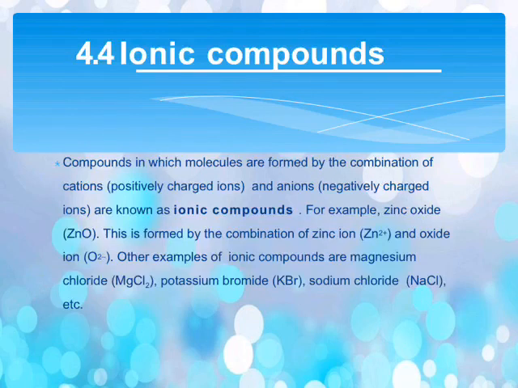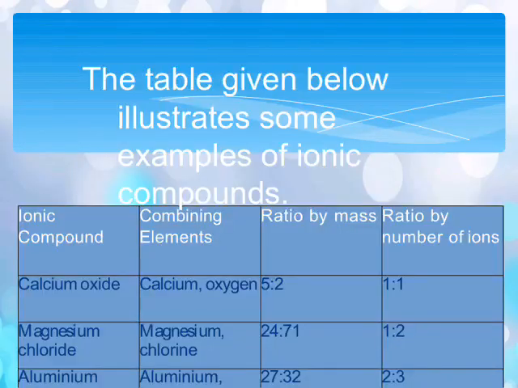Now, ionic compounds. Compounds in which molecules are formed by the combination of cations and anions are known as ionic compounds. For example, if we take NaCl, in NaCl, Na has a positive charge and Cl has a negative charge. So NaCl is formed by the combination of one positive and one negative ion, so it is known as an ionic compound. Ionic compounds are formed by the combination of positively charged ions and negatively charged ions.